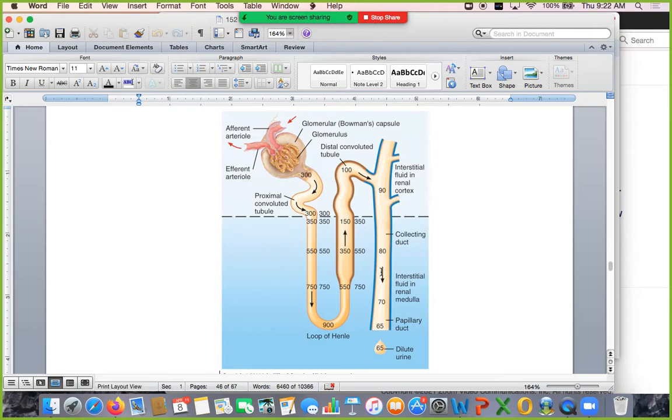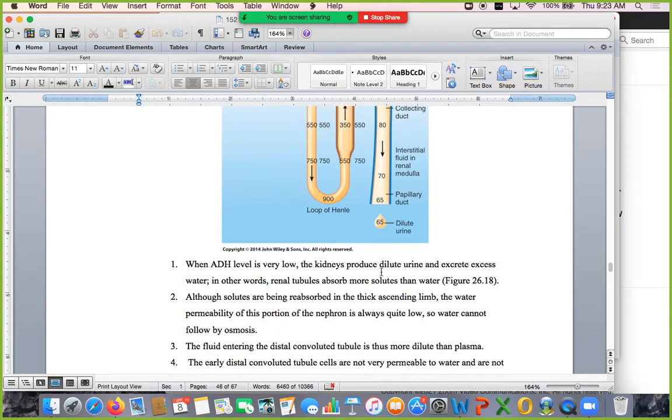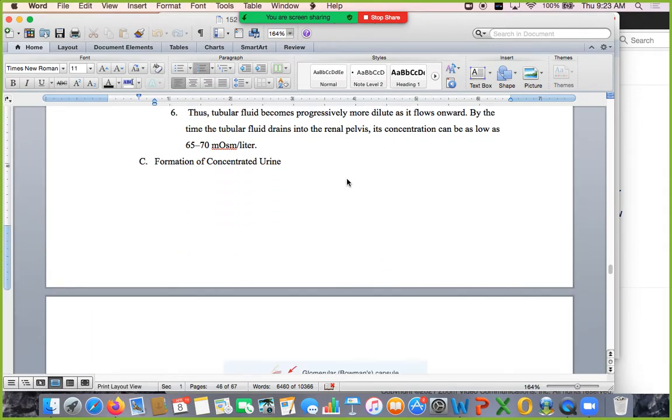In this region, the early distal convoluted tubules are not permeable to water. They're not regulated by ADH, because if they're not permeable in the first place, ADH can't help them become more permeable. And when ADH level is low, the principal cells of the late distal convoluted tubule are also impermeable to water. So the water is not going to be coming back out. The permeability of these cells is regulated by ADH levels. So without ADH there, water doesn't get resorbed. That means that the fluid becomes more dilute as it flows onward, and eventually it's going to drain into the renal pelvis with a concentration that can be pretty low. So this is dilute urine. This is what we're aiming for, right? We always want our urine to be nice and clear, meaning that we have enough water in our body. But if we don't have enough water in our body, then we start forming concentrated urine.